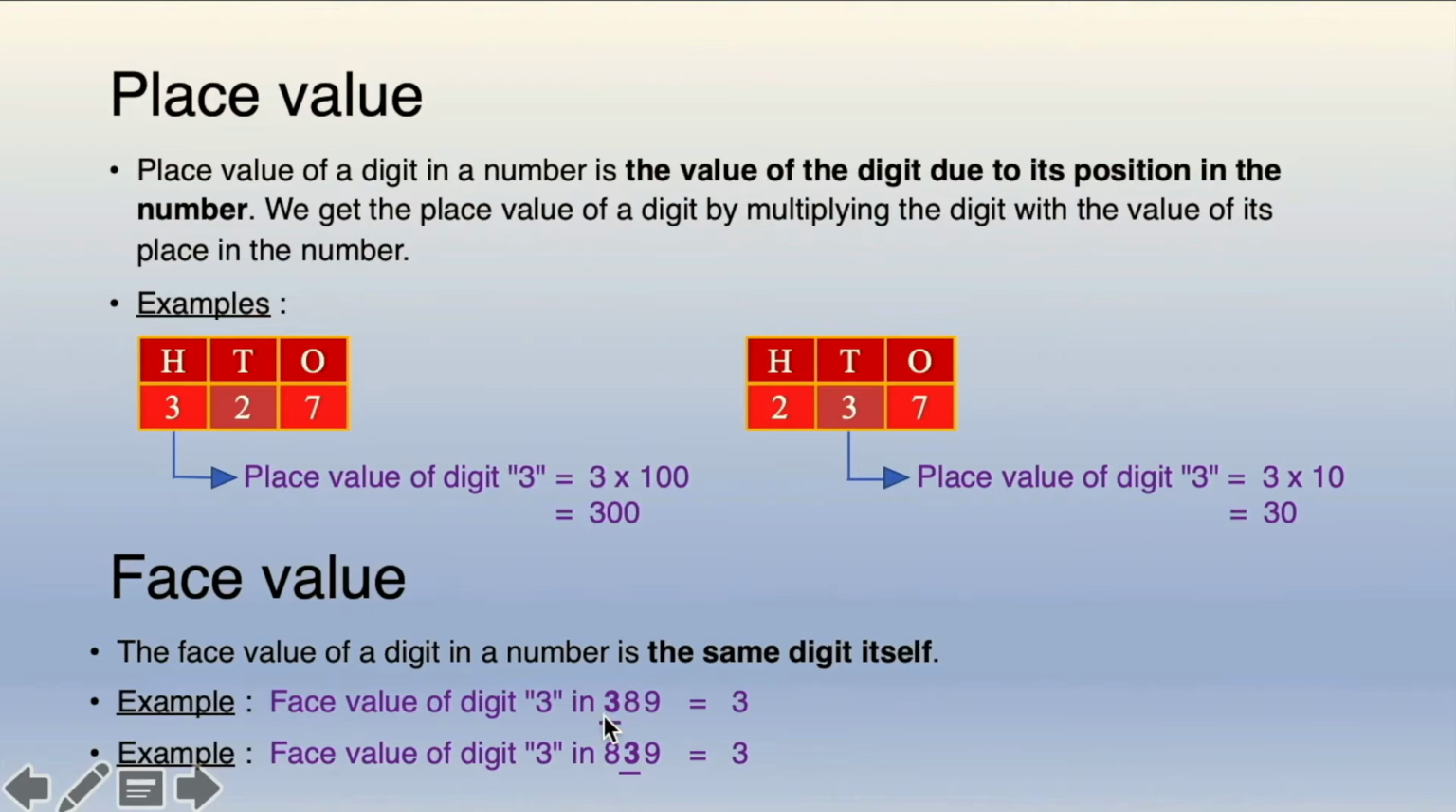So, in this number 389, digit 3 is at the 100's place. But the face value of digit 3 is the digit itself, that is 3. And in this example, the number is 839. The digit 3 is at the 10's place. But still the face value of digit 3 is equal to the digit itself, that is 3.